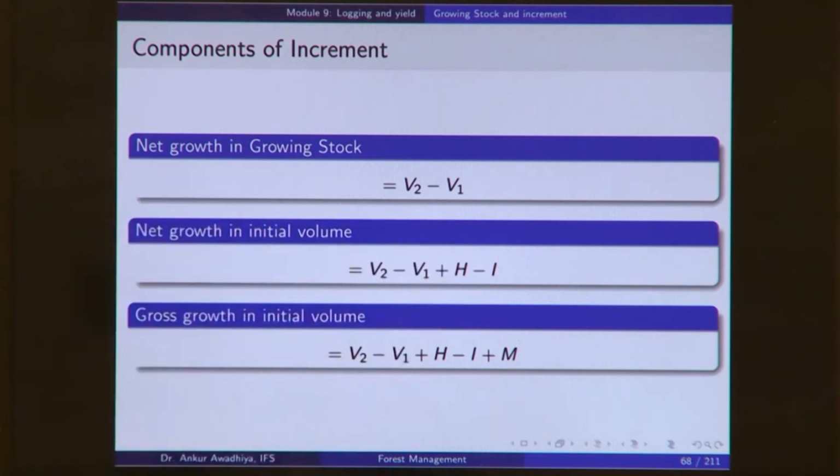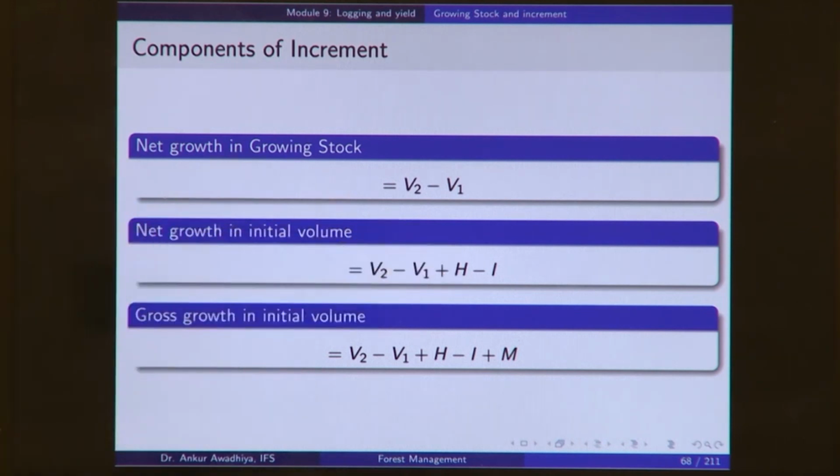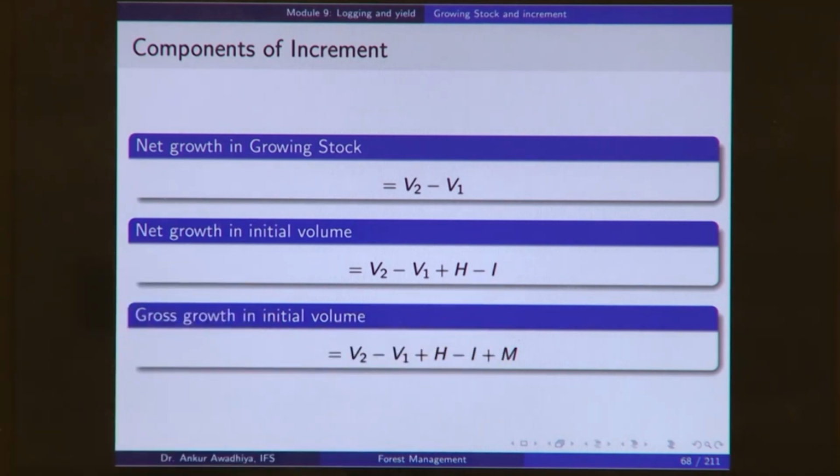We add H because H is something that we have extracted. So, that particular tree was there on the site during time t1, it put up some growth and we removed it. So, this H will be counted in the net growth in the initial volume. And we also define a gross growth in the initial volume, which is net growth plus mortality, because in the case of mortality we have not removed this tree, it died on the spot, but if we look at the gross change in the initial volume, we will have to add this.